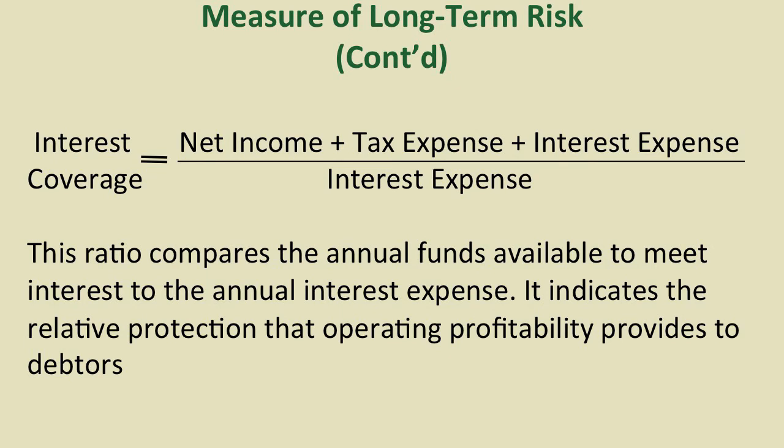This ratio tells people how much funds this company has to cover the interest expense every year. So it tells people the relative protection that operating profitability provides to debtors. The higher this ratio, the more likely this company will be able to pay off the interest expense.